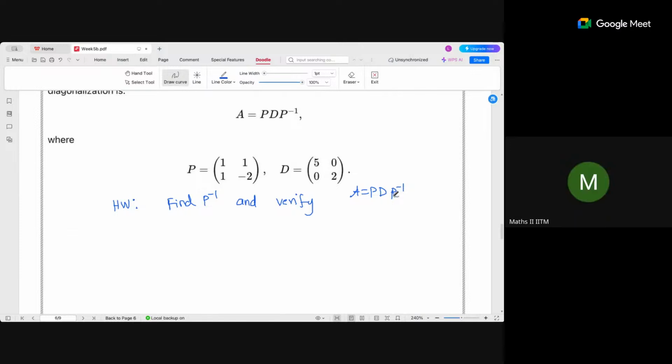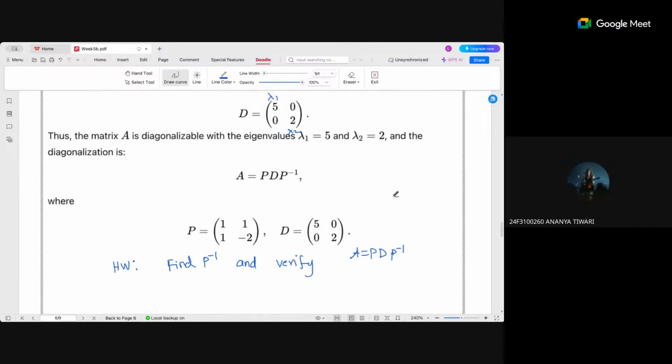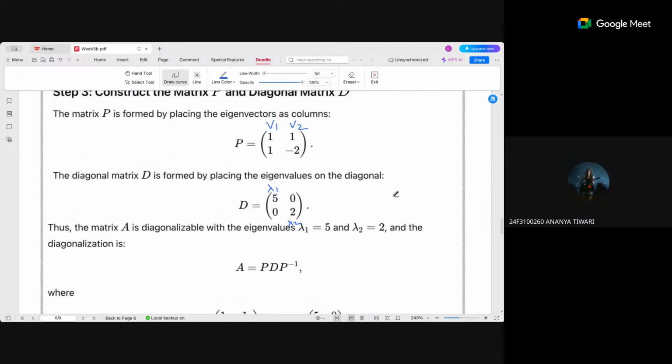Excuse me, ma'am. Yes. Ma'am, this is the same as what we did earlier, with respect to basis changes. Is it like that? No, basis change is a little different. Yes, it looks similar, but it is a little different. Here the diagonal matrix D is a matrix representation with respect to a different basis. So the comparison is very correct, but the only difference is that the basis we are obtaining here is from eigenvectors, and the matrix we are getting is the diagonal matrix.